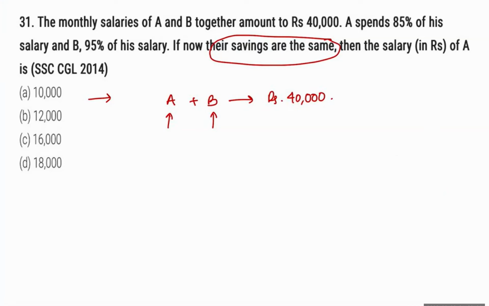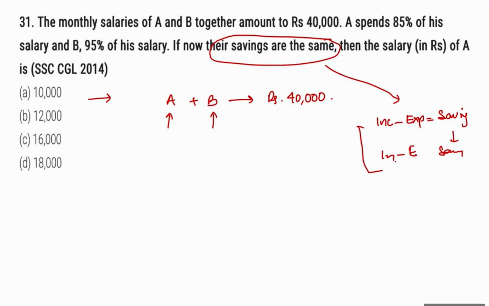Expenditure. Their savings are the same. Sorry, savings are the same, spend differs. Savings are the same. Income minus expenditure is equal to saving. Saving, expenditure, income.